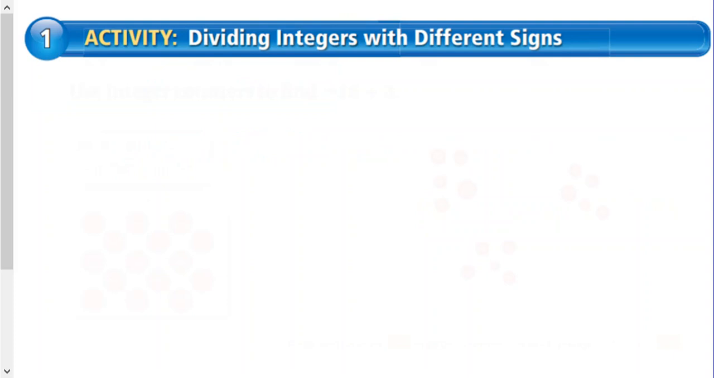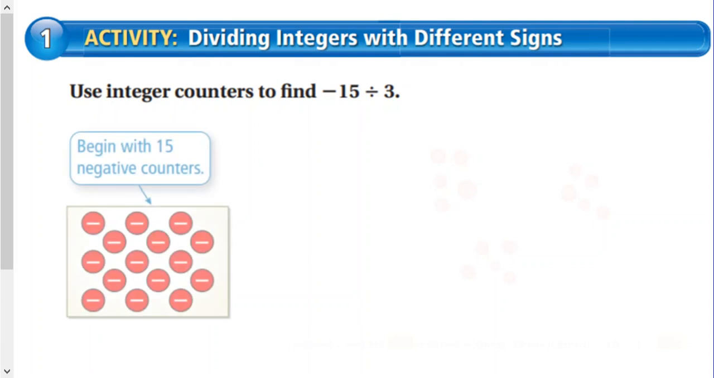We are going to start by dividing integers with different signs. So we're going to look at using some integer counters to find negative 15 divided by 3. We begin with 15 negative counters. Each one of these red circles with a negative sign in it represents a negative 1. Dividing means to break a number down into groups, so we're going to try to make even groups with negative 15.